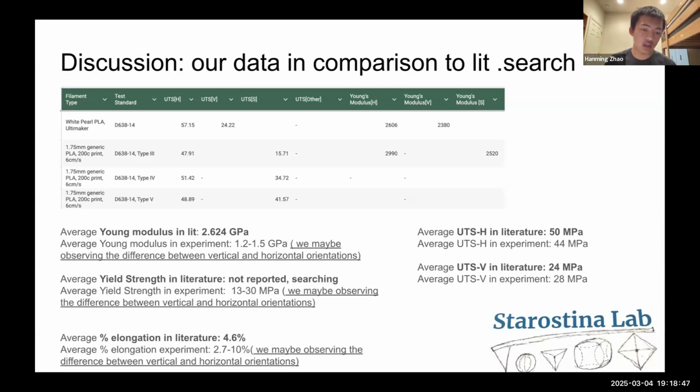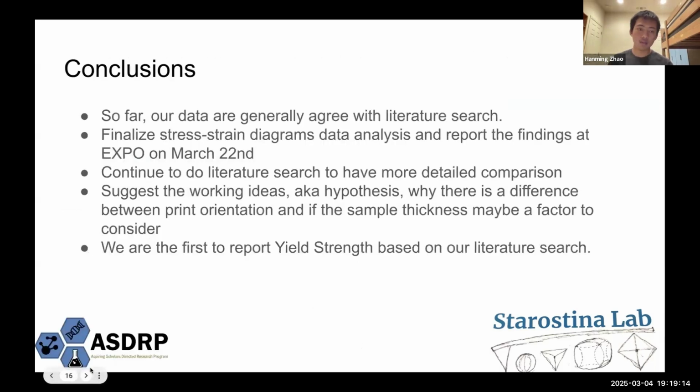The percent elongation in literature was about 4.6%, and we experienced 2.7 to 10%, depending on the specific print. And our ultimate tensile strength was pretty similar to the literature search at 44 megapascals versus the literature's 50 megapascals, and the ultimate tensile strength for our vertical samples was likewise pretty similar. So looking at the data and the comparisons with the literature search, our data is generally agreeing with the literature, especially in the ultimate tensile strength.